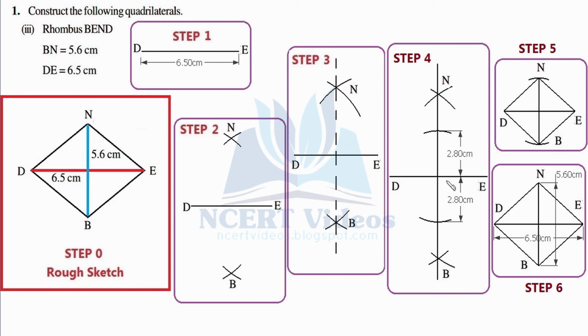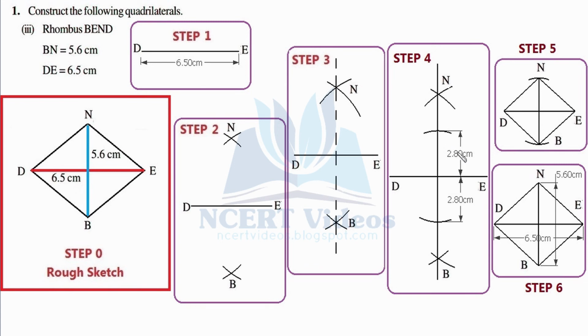So what you just did is that you constructed line segment NB of measurement 5.6 cm, because 2.8 cm in the upper direction and 2.8 cm in the downward direction, when you add them, you eventually get 5.6 cm. Pause it and try to construct it on your own.